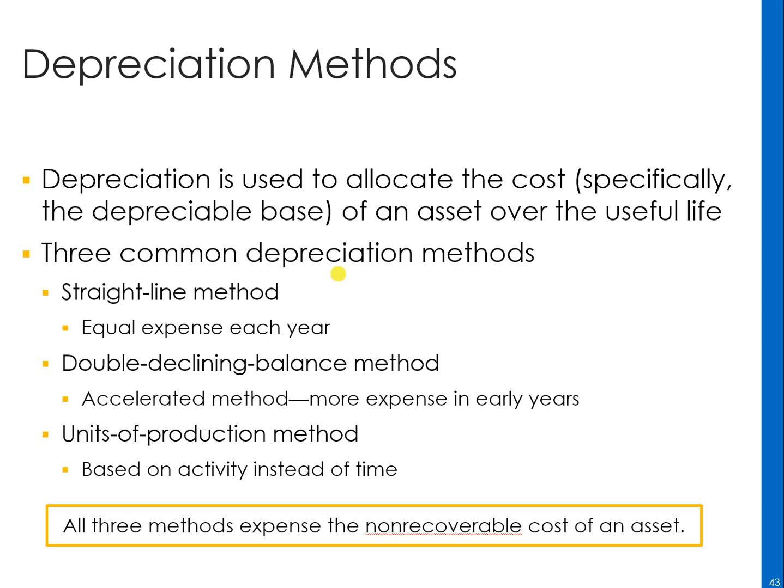Typically, there are three common methods we use. We have the straight line method, so every year we take the same amount of depreciation. Or the double declining balance method. This is also known as the accelerated method, in which we book more depreciation expense in early years and fewer depreciation expenses in later years. And the third method is the units of production method.